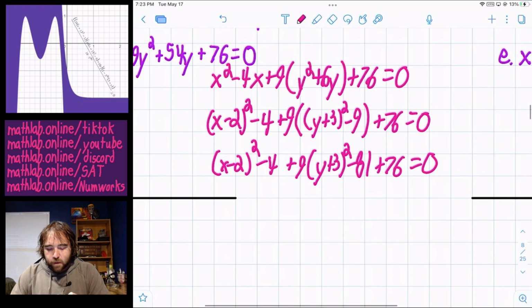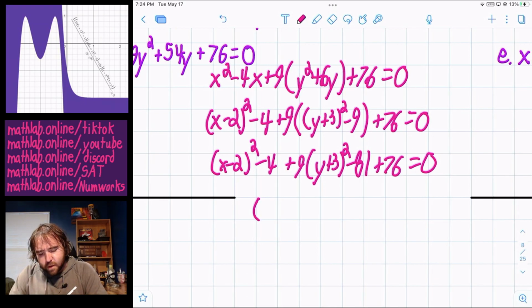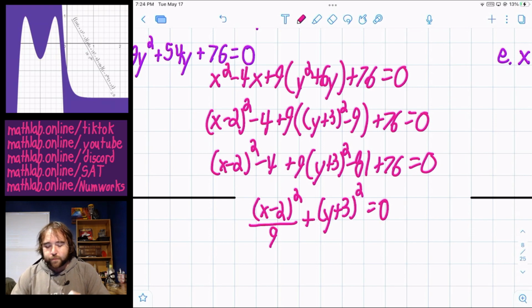So now we combine all of the numbers together. So this is negative 5 and negative 4, so that's negative 9. We're going to move that to the other side, and then we're going to divide by it. So we've got x minus 2 squared divided by 9. And then when we divide this by 9, the 9 cancels, and we just have y plus 3 squared, and all of that equals 0.